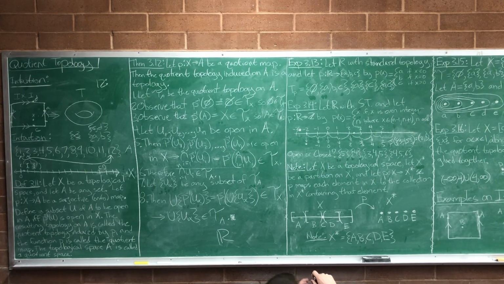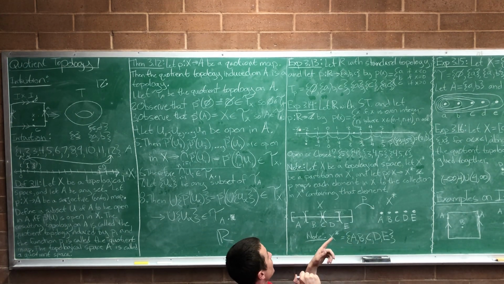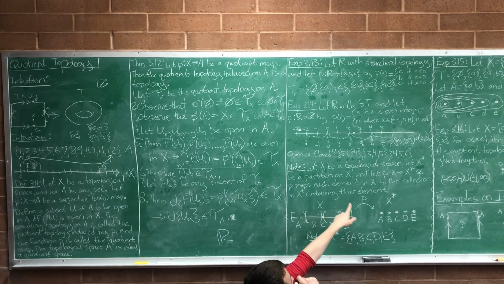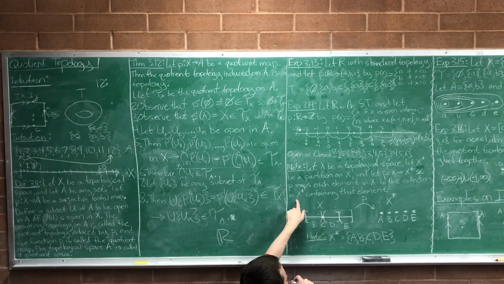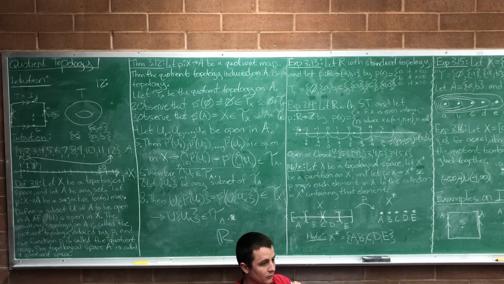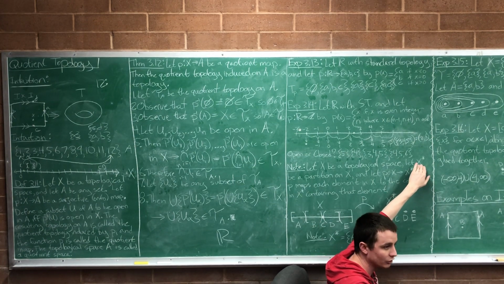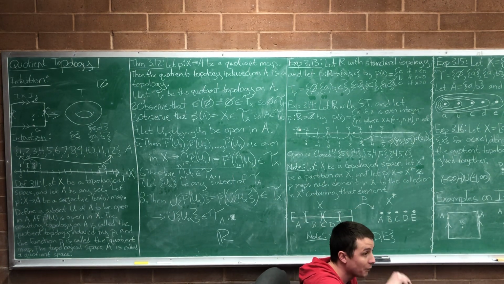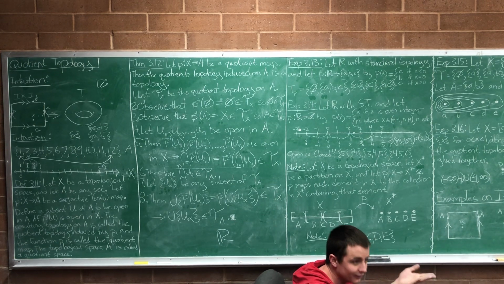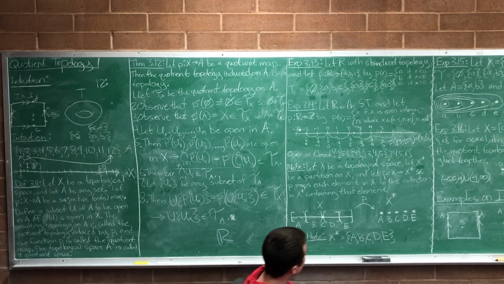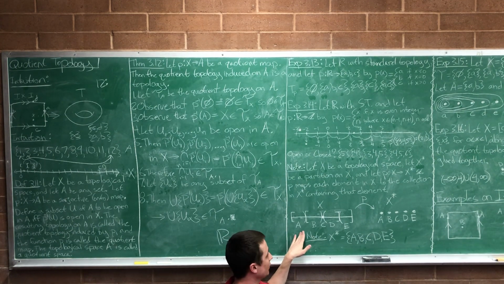Anyways, let X be a topological space and let X star be a partition on X. And let P be a map from X to X star such that P maps each element in X to the collection in X star containing that element. Okay. Right? So if we were thinking about our partition, if we think about this as the classes students are taking, and this is all students, we're going to map each student to the class they're taking, right? Okay. So pretty straightforward.